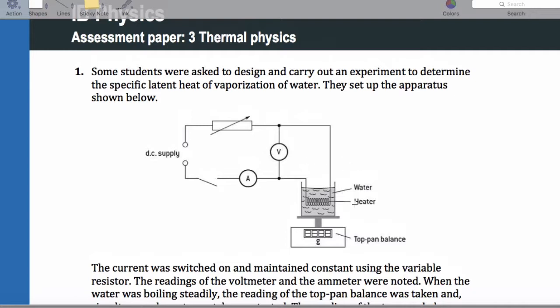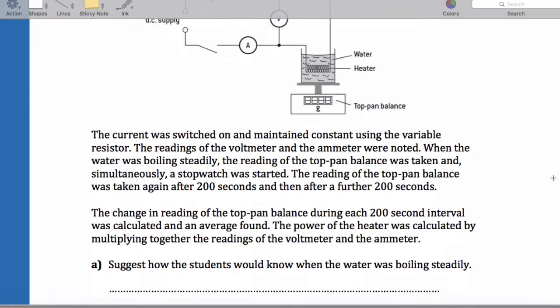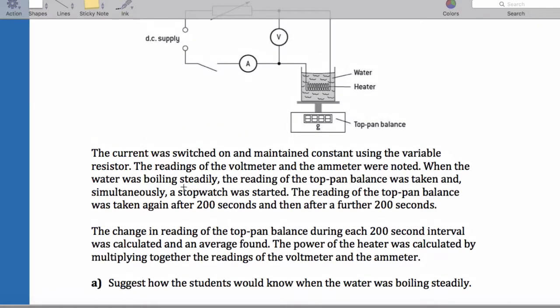Let's just kind of get clear. This is the thing that matters. We've got something transferring heat into water, and basically we're going to be steadily boiling water away. So let's just keep things relatively simple. We have this water, this heater, and we're told that the change in the reading of the top pan balance is taken during each 200-second interval and calculated, and an average is found. And we can actually get the power of the heater, again, using the same formula we used for number 3 in the previous test.